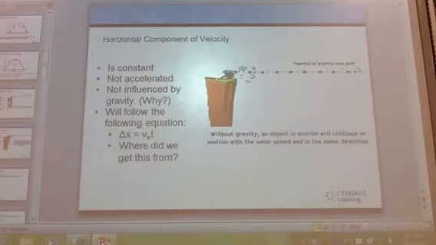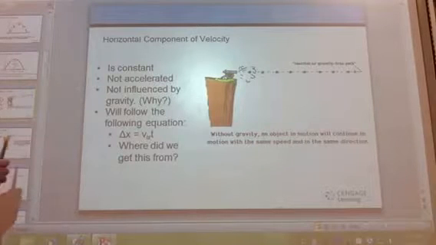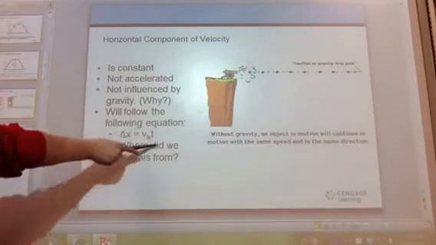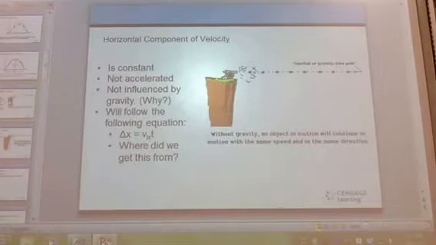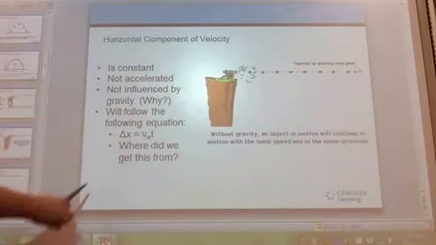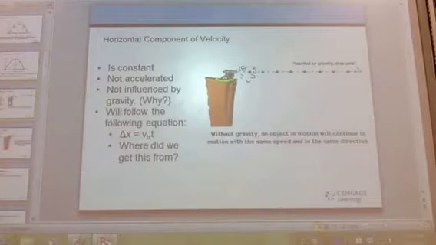So horizontal component, constant, no acceleration there. It is not influenced by gravity. It will follow the following equation. So if I'm ever trying to find the velocity for a horizontal component, or maybe I'm just trying to find the position, whether it be final or initial, from the horizontal component of velocity, we use this. Now where did I get that equation from? That is one of your fantastic kinematic equations.